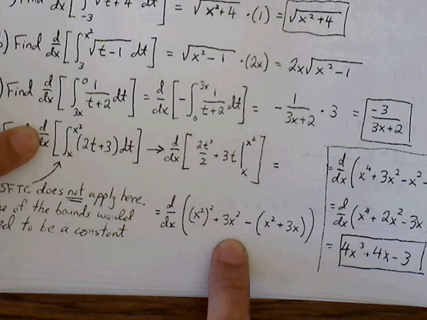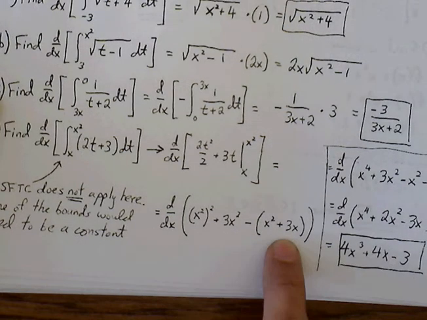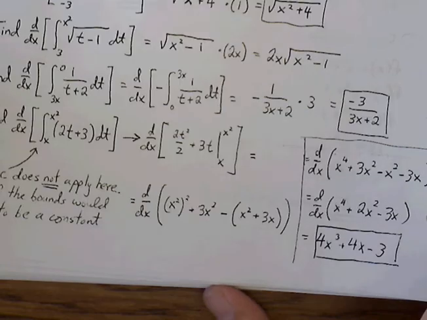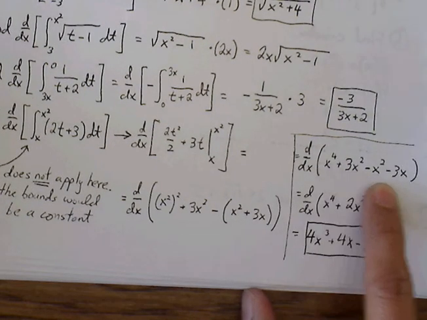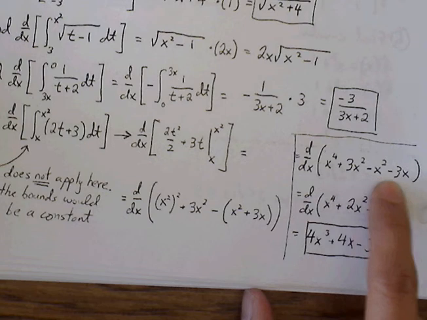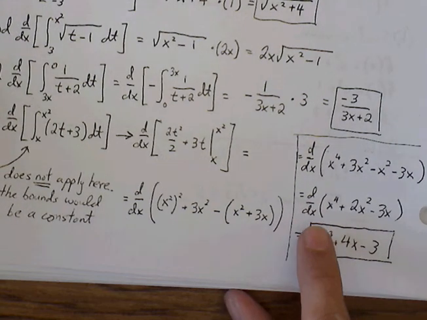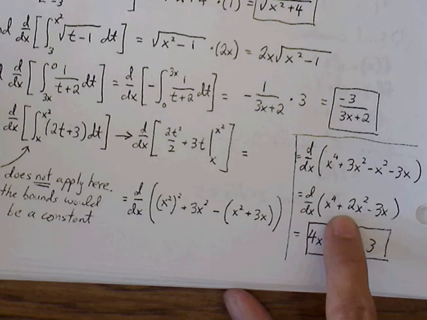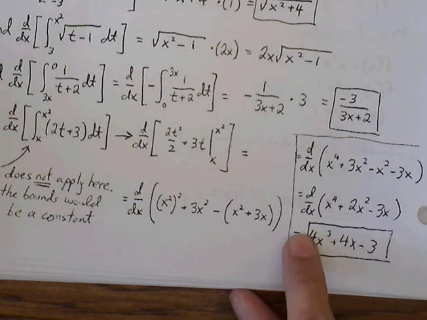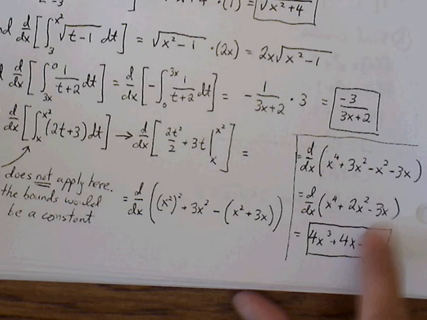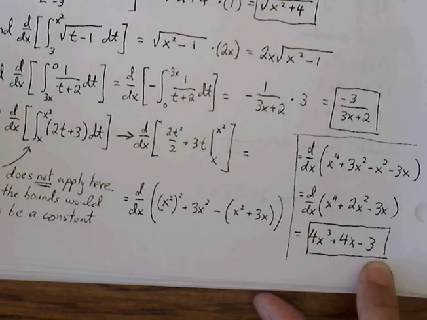Now we can find the derivative of the result that we just took. So now we want to find the derivative of x to the fourth plus 3x squared minus x squared minus 3x. We go through the power rule, and combine like terms, so we get 3x squared minus x squared, which is 2x squared. And then we find the derivative going through the power rule, so 4x cubed plus 4x minus 3.